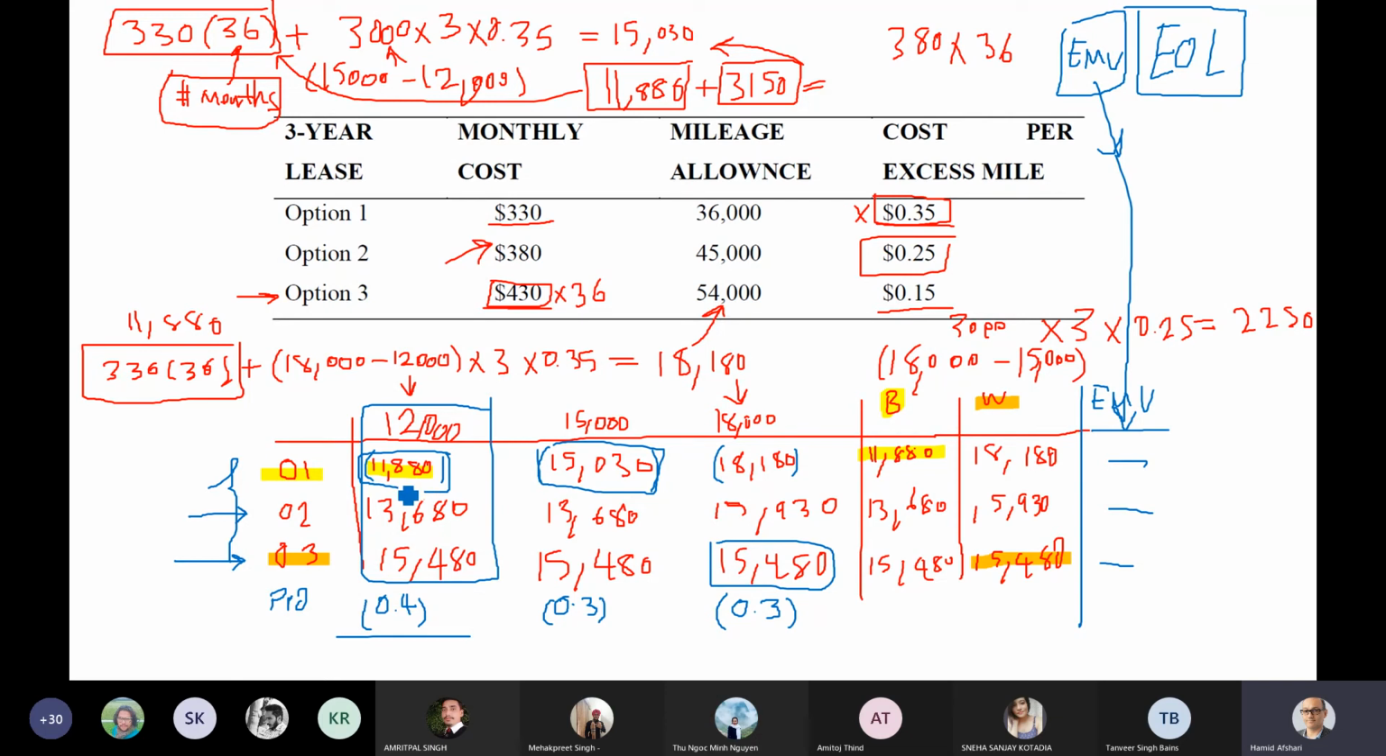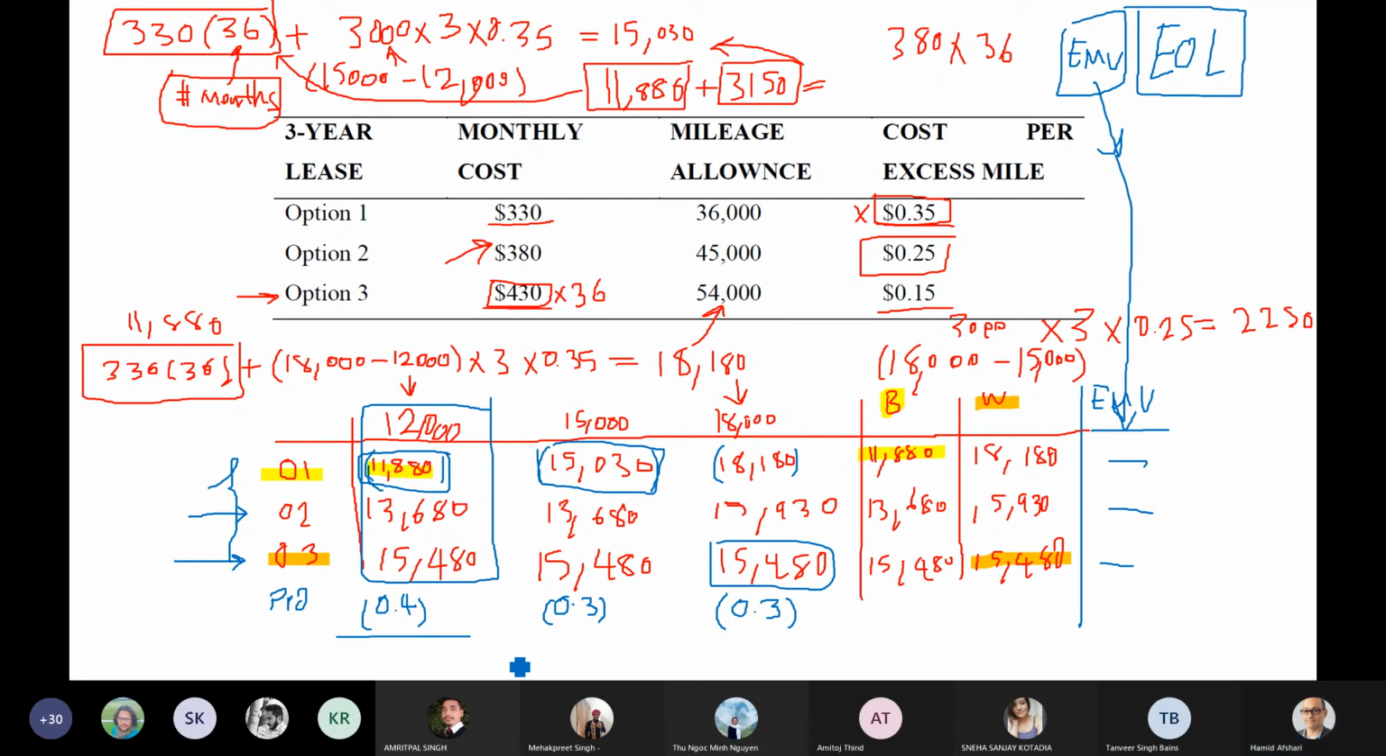So the best value is 11,880 minus the individual values in this column. So this number minus this number, this number minus this number, this number minus this number. And I will create a new table. The same for this column. After creating that table, I need to multiply by these probabilities, and then which one will be selected, the minimum or the maximum? The option that has the maximum value. Expected opportunity loss has the maximum value.